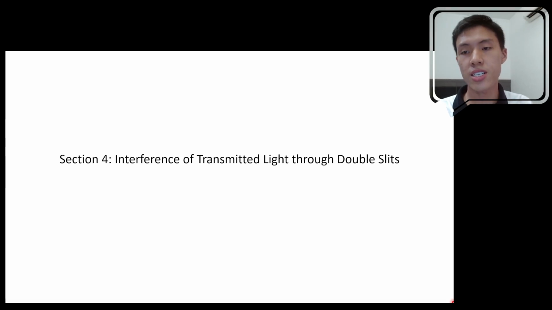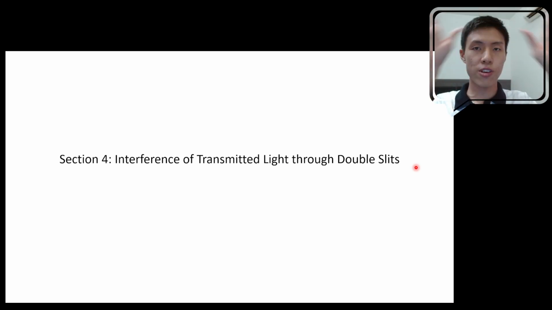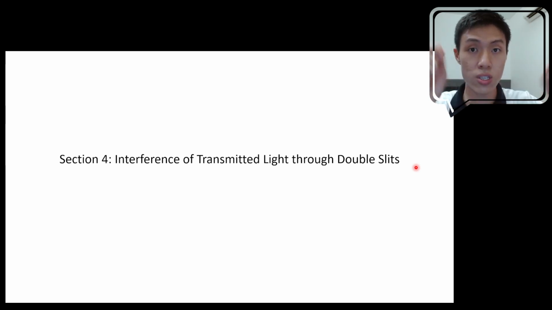We are going to discuss section 4, which is on interference of transmitted light through double slits. Basically, we are going to have an opaque board in which we have two slits. Now, if we send light through the board, there will be light waves emerging from the two slits that we have created.